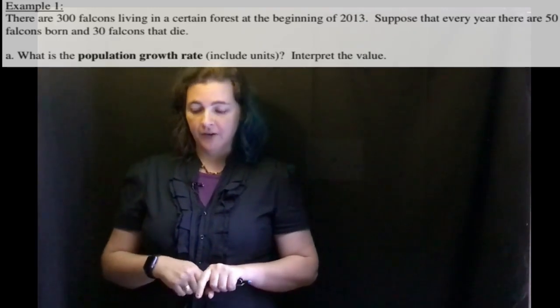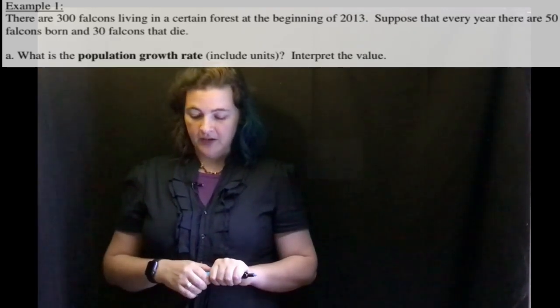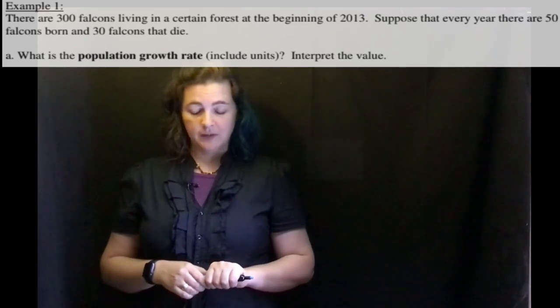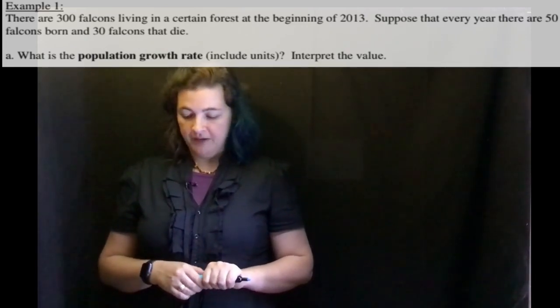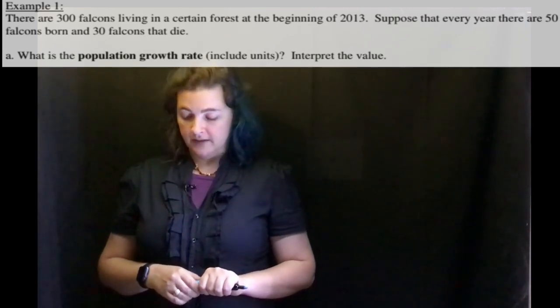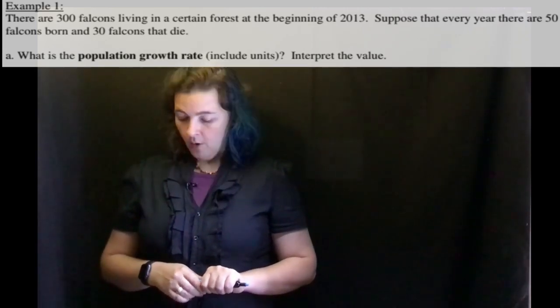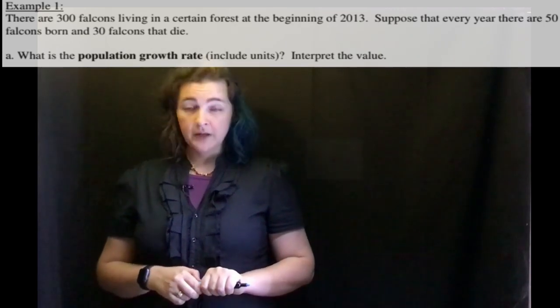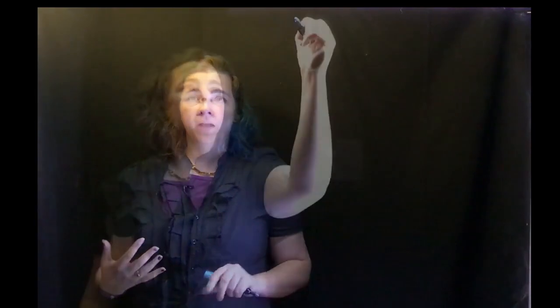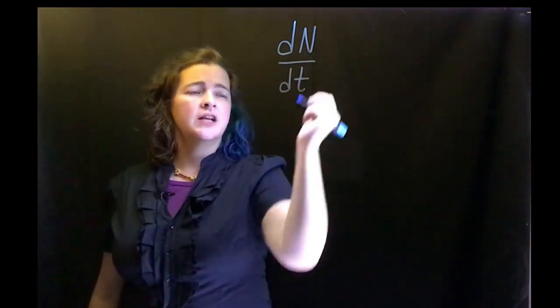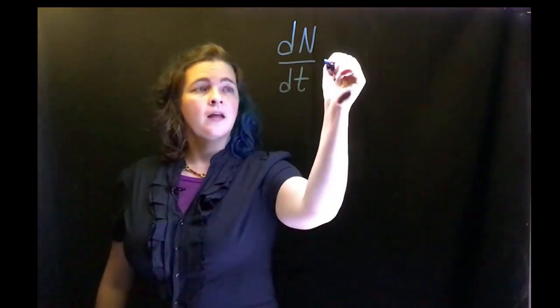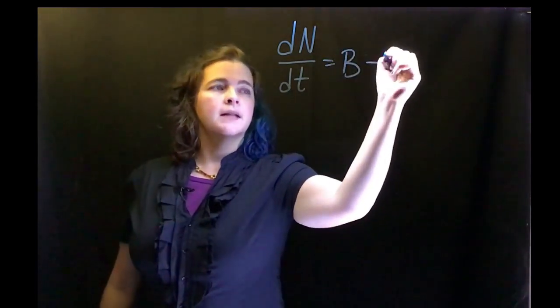Here is an example. There are 300 falcons living in a certain forest at the beginning of 2013. Suppose that every year there are 50 falcons born and 30 falcons that die. What is the population growth rate, including units? Interpret the value. The equation that we're going to use is the population growth rate, dN/dt, the change in N over the change in t, which is what we are looking for, is equal to the birth rate minus the death rate.